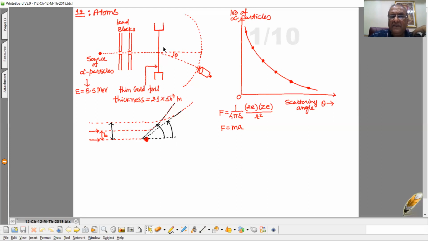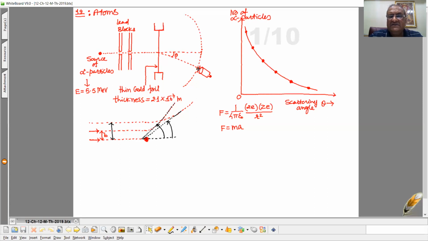and then incident on the thin gold foil. This particular gold foil was very thin, of the order of thickness 2.1 into 10 raised to minus 7 meter. Then there was a rotating detector, that is a microscope with a zinc sulfide screen.